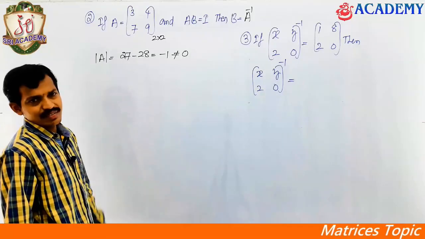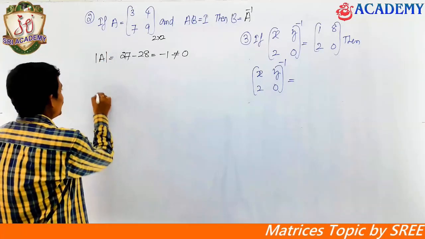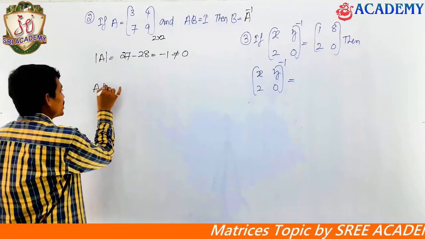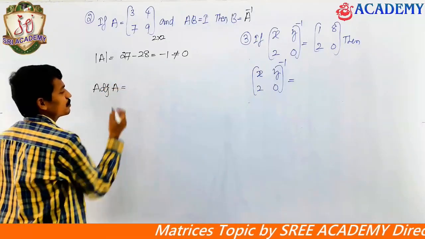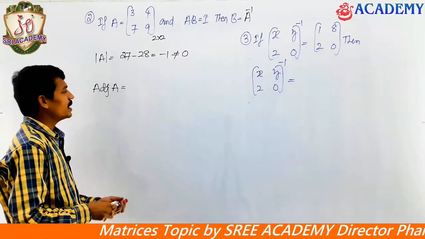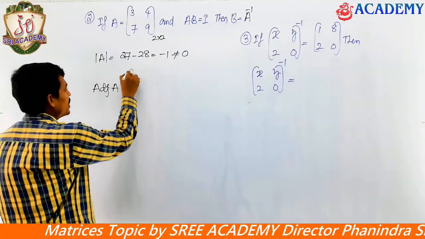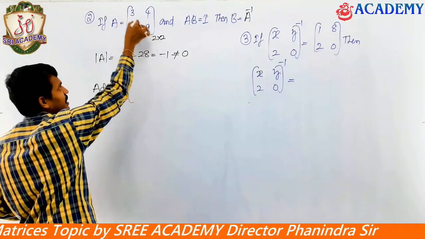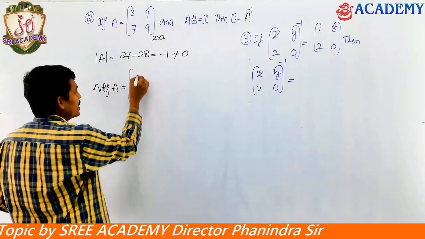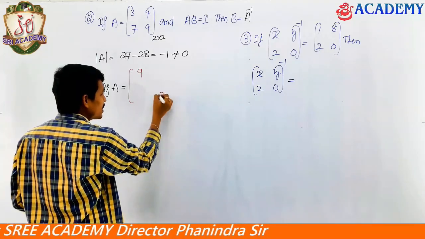To find A inverse, we require the adjoint. Already we know how to write the adjoint matrix for a 2 by 2 matrix, very easy. Here the adjoint matrix of A is nothing but you have to interchange these two elements. That is 3 here and 9 here.